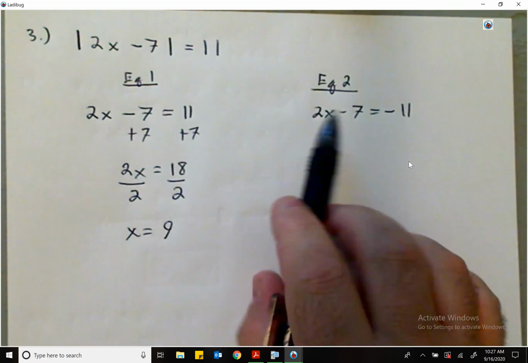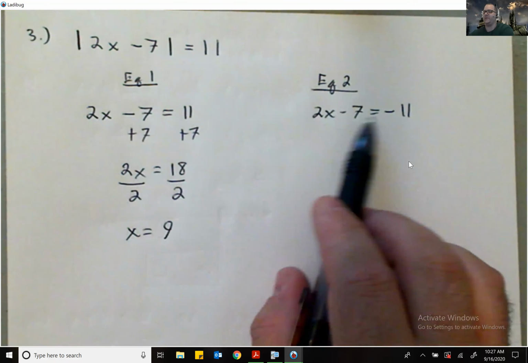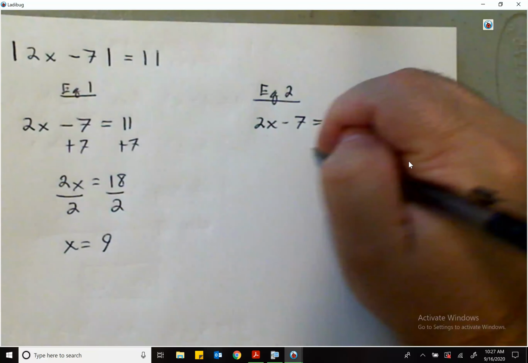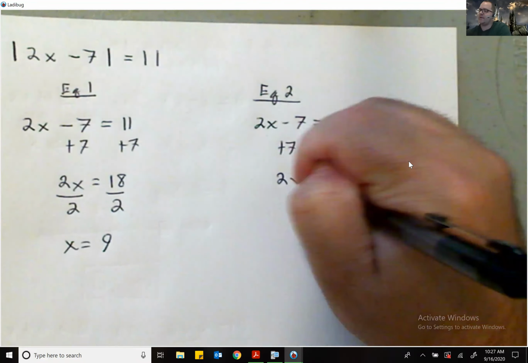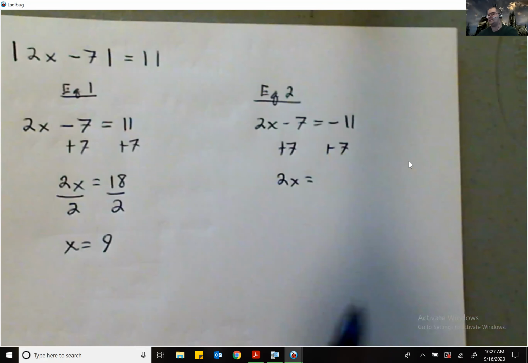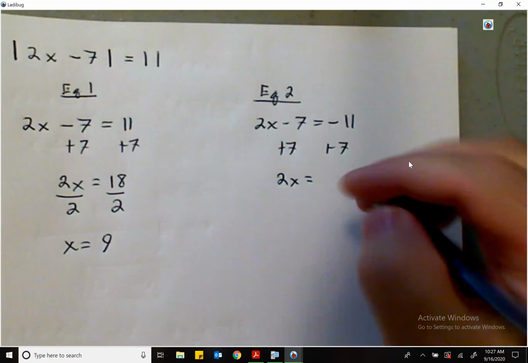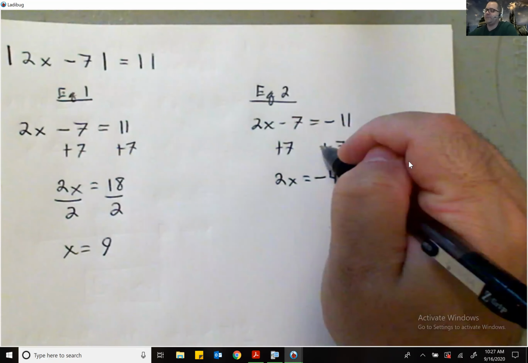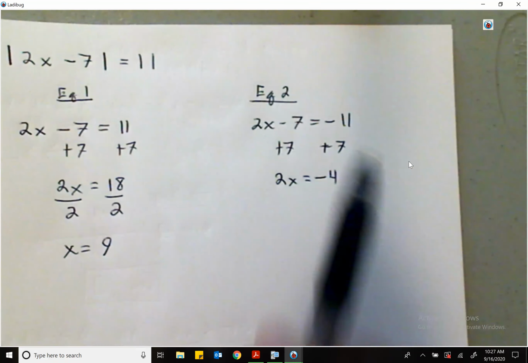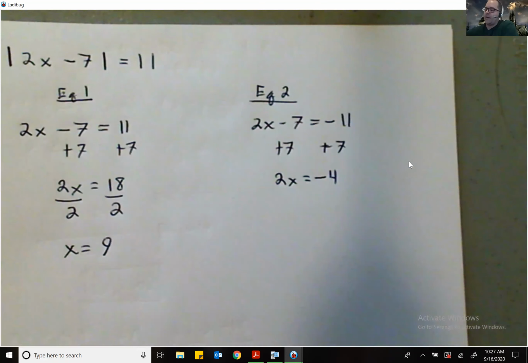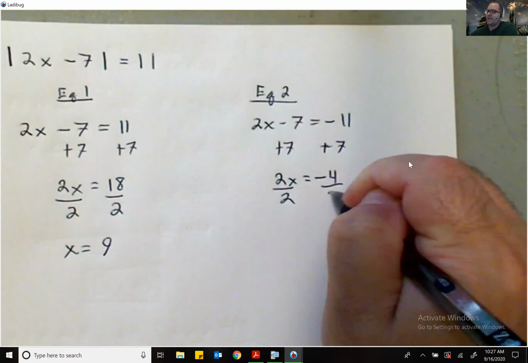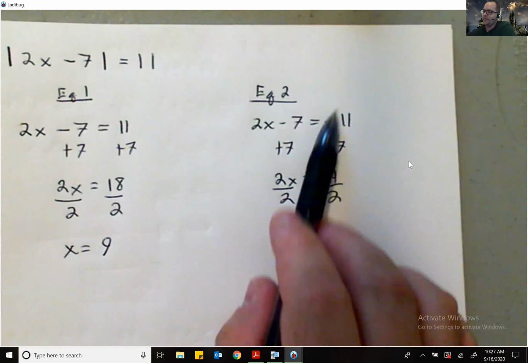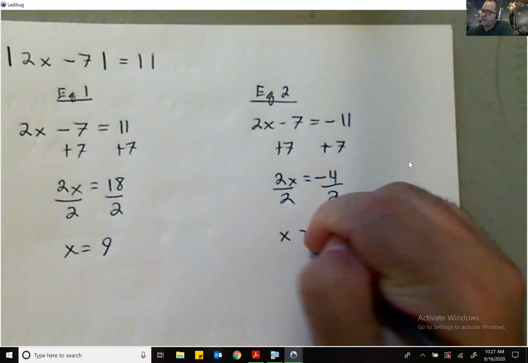All right, now over here, 2x minus 7 equals negative 11. How do we solve that one? Add 7 on both sides. So 2x is equal to negative 11 plus 7 is? Careful. Negative 11 plus 7 is negative 4. Yeah. And then you divide by 2. Notice that when you're solving the absolute value, the same steps that you did over here are the same steps that you do over here. It's just a different number on that right side. So x is equal to negative 2.